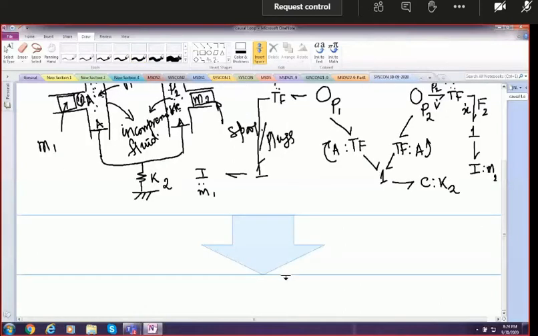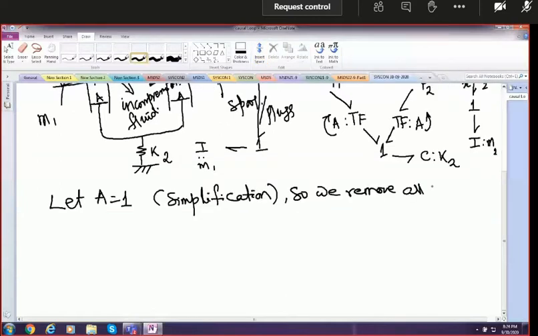So to show properties, the properties will not change due to the transformer. So I will just say let A is equal to 1. This is just simplification. So we remove the transformer. Whatever property I am going to show does not depend on the transformer. Causality, as you see, doesn't depend on the transformer.